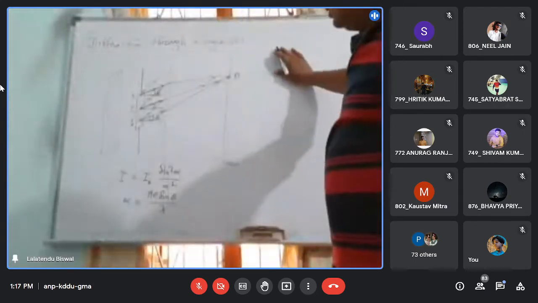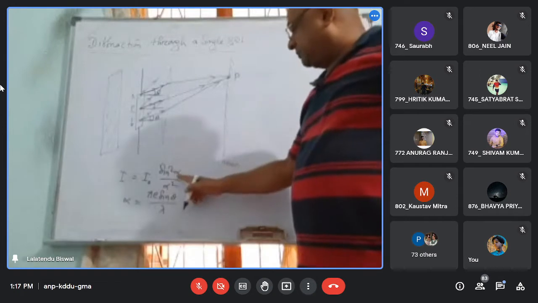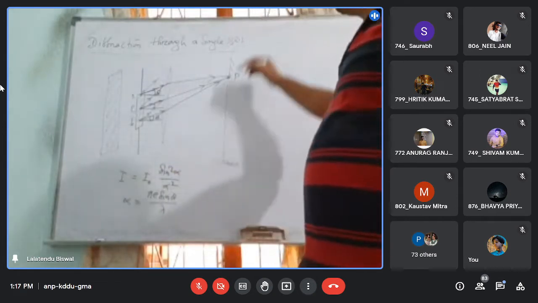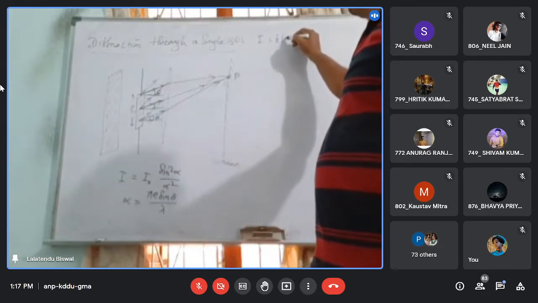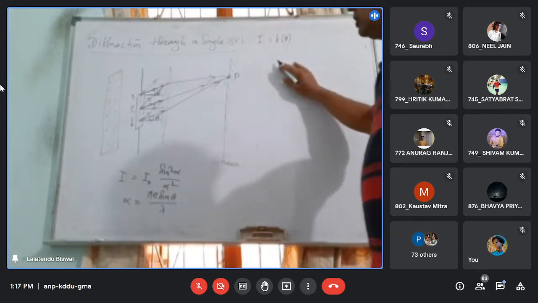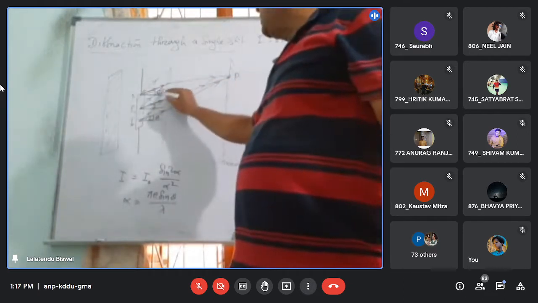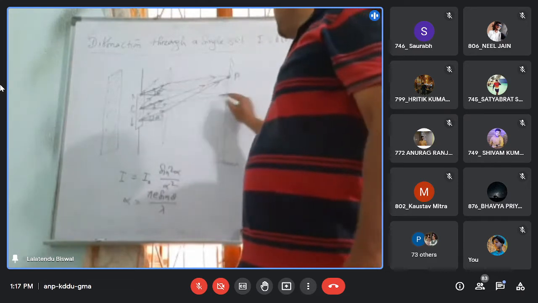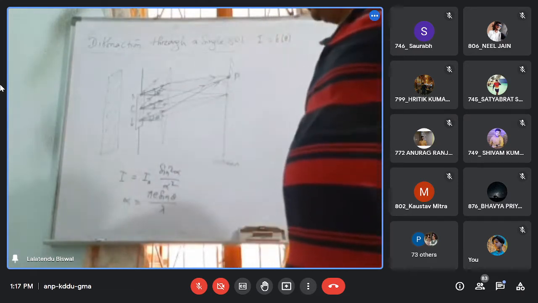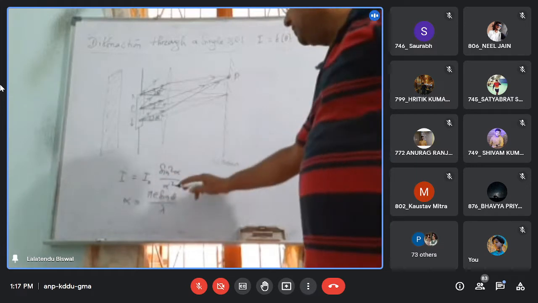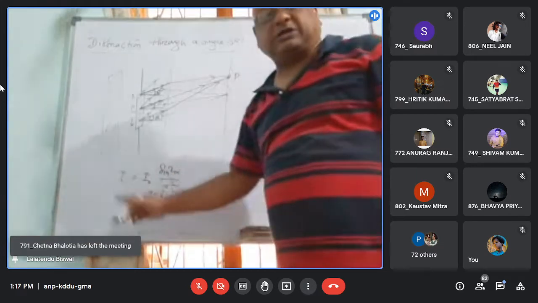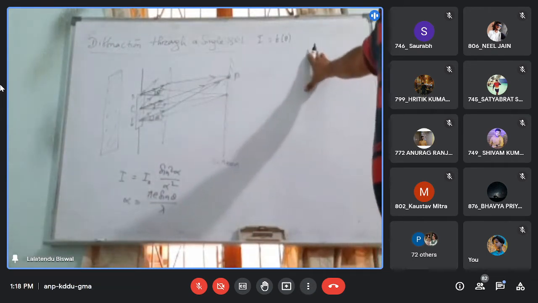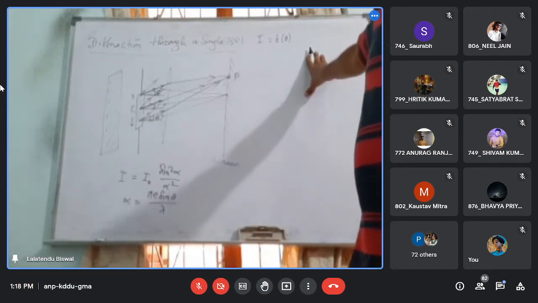Alpha is a function of theta, and I is a function of alpha, so obviously I is a function of theta. All the secondary waves bent at different angles will have different theta and will superpose at different points. Because of theta, the path difference will be different and hence alpha will be different, as well as I. That's why what you will see on the screen is a non-uniform intensity distribution pattern.